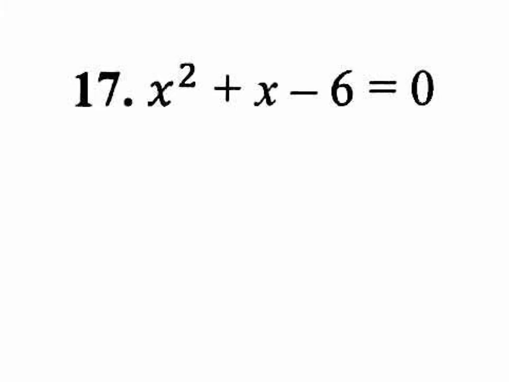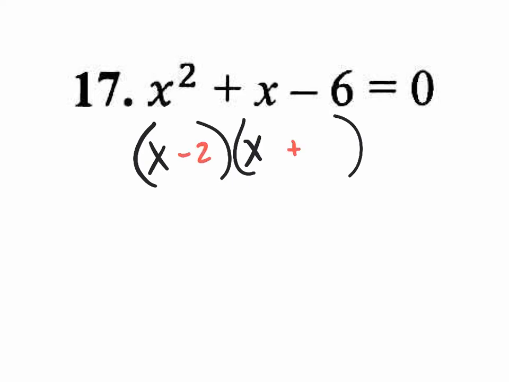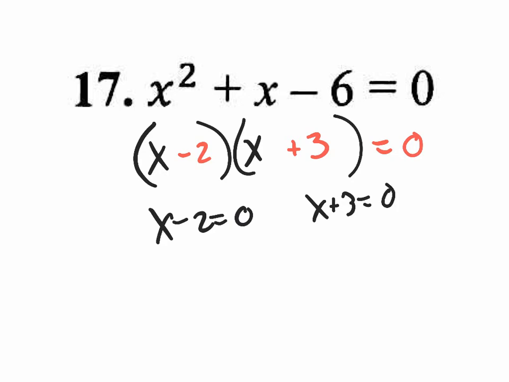What method would you use right here? Just factoring, right? The a value is 1, you might as well try it. Make a list if you need it. What times what is -6 that if you add together is +1? 3, +2. Oh no, backwards. -2, +3. And when you split it, you're going to get your two answers. +2 and -3.